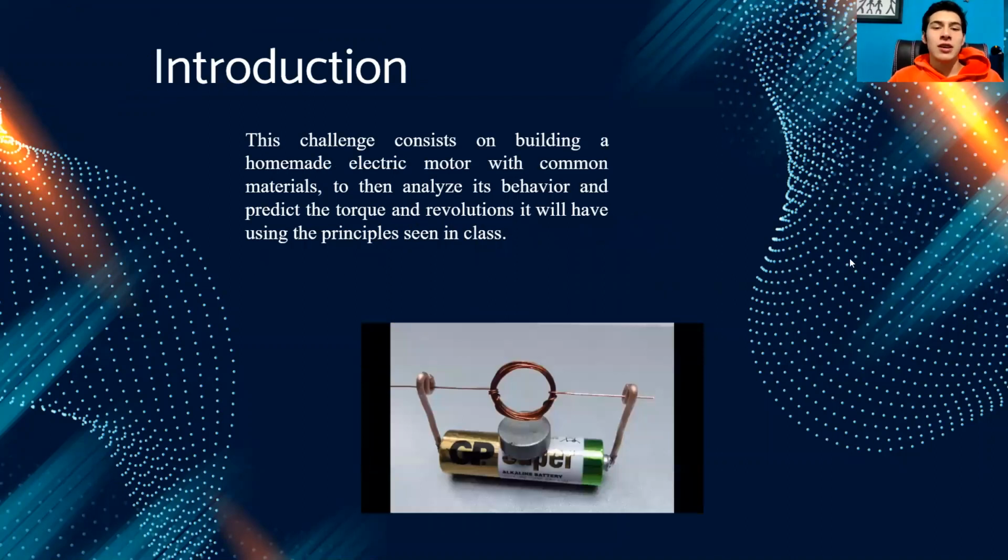For the introduction, this challenge consists in building a homemade electric motor with common materials that we find in our houses, and then analyzing it, like to predict the torque and revolutions it will have using the principles seen in class, and then compare the theoretical and experimental values to see the error.